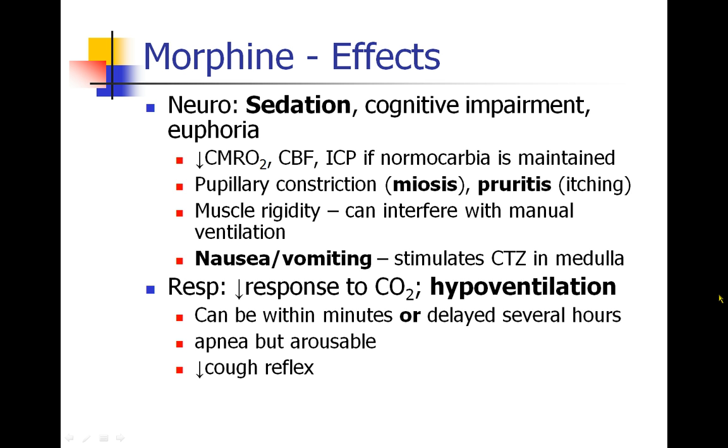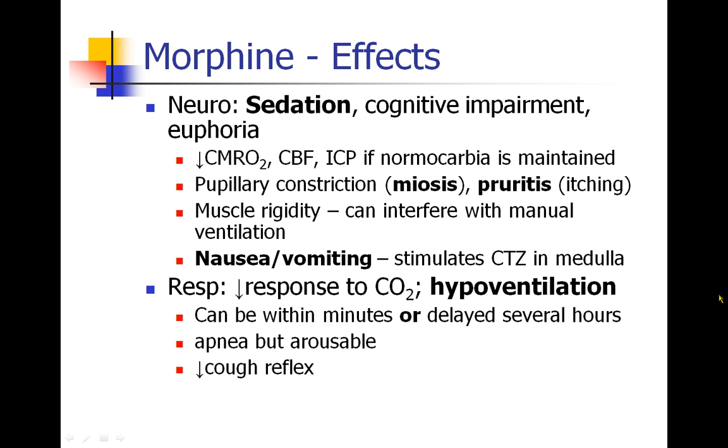It causes pinpoint pupils, pupillary constriction, which is called miosis. The opposite of that, by the way, is mydriasis. And it causes the itching, the pruritus. Classically, people described patients becoming rigid from high doses of opioids. This isn't something we see a lot of today, but people can actually become so rigid that they get what's called a wooden chest and you can't bag mask ventilate them.